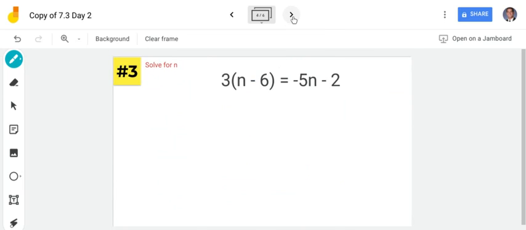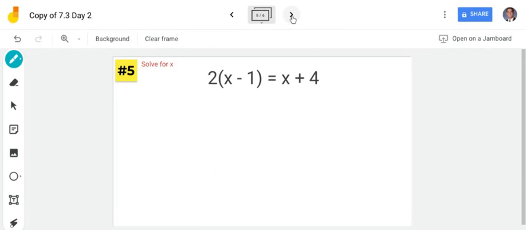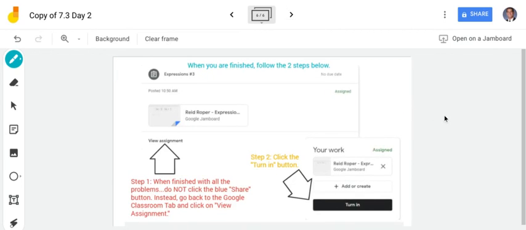Okay, so you try 3, 4, and 5. Follow the 5 steps to solve the equation, and frame 6 tells you how to turn it in.